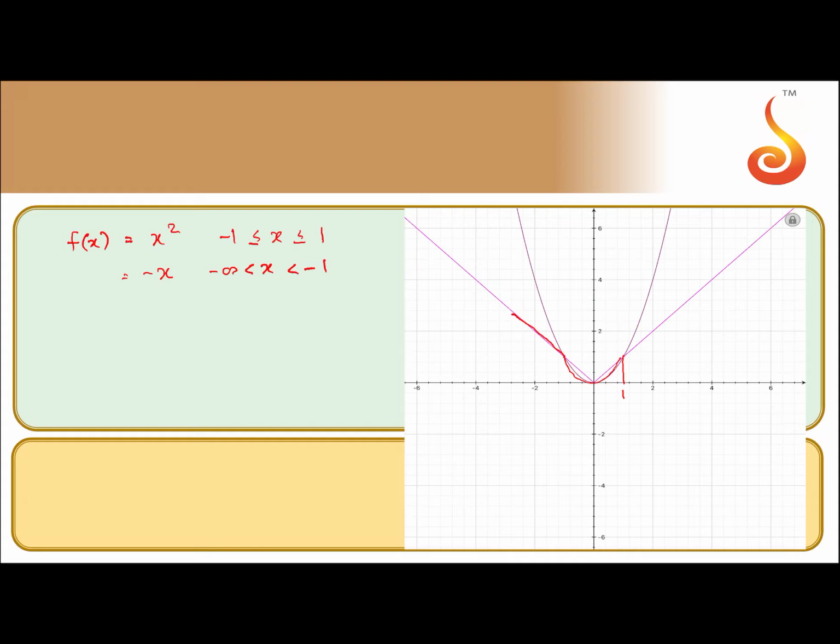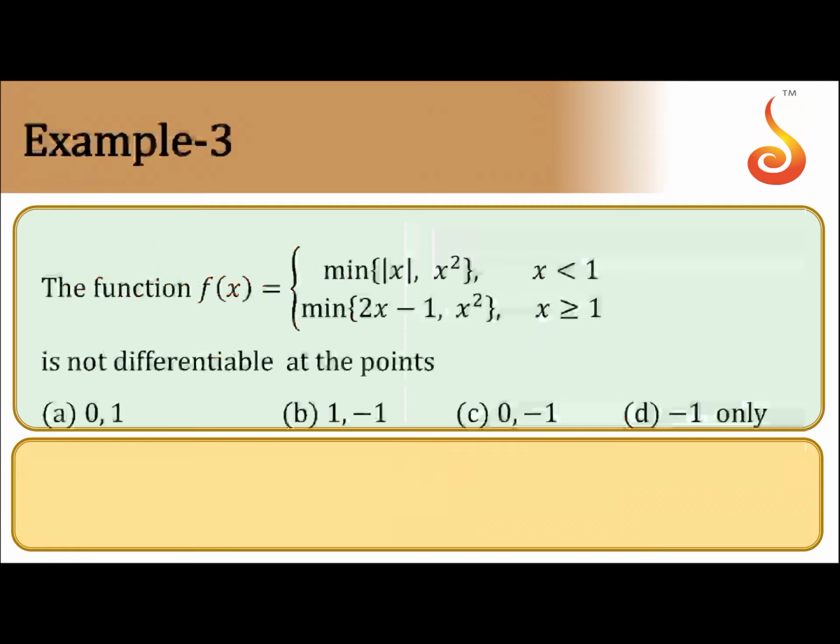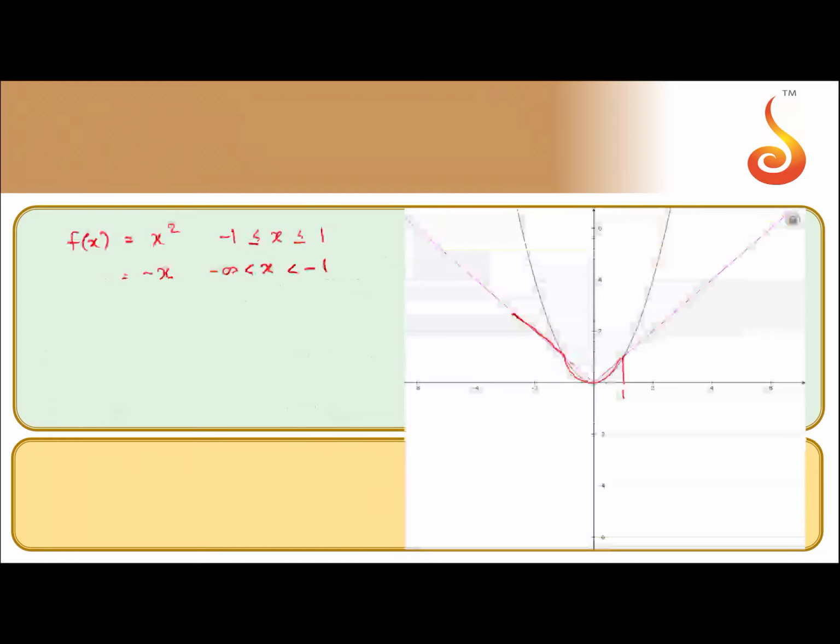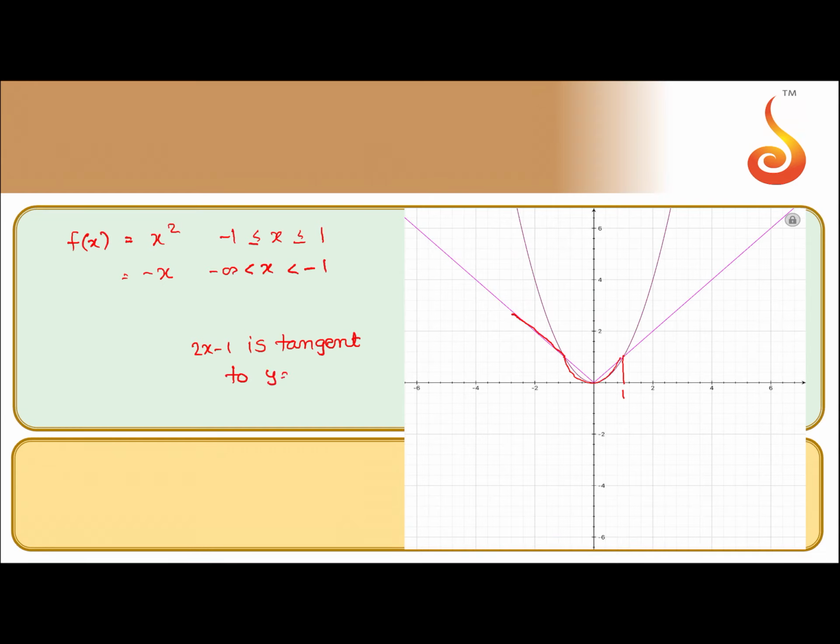So if you compare also, if we keep on putting in values, x will be smaller than x square. We are talking when x is less than or equal to 1. This is the interval. Now let us talk about the next function, minimum of 2x minus 1 and x square when x is greater than or equal to 1. What we observe is 2x minus 1 is a tangent to y is equal to x square. It will be a tangent to y is equal to x square.